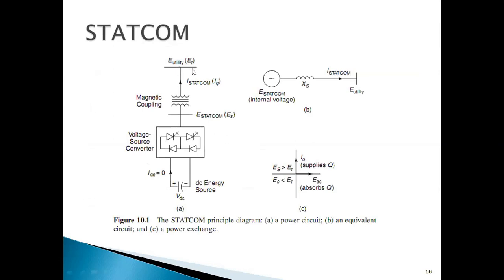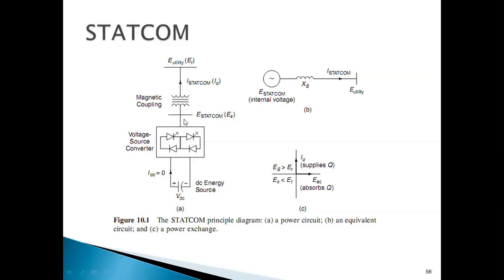When I say utility, this is the transmission line. That voltage, let it be E suffix T, the utility voltage, and I STATCOM is the current injected or absorbed, I suffix Q or I suffix STATCOM current. Current flowing out of the STATCOM, and this is a coupling transformer, and this is the other voltage bus where the STATCOM is connected. That is E STATCOM, the converter bus voltage.